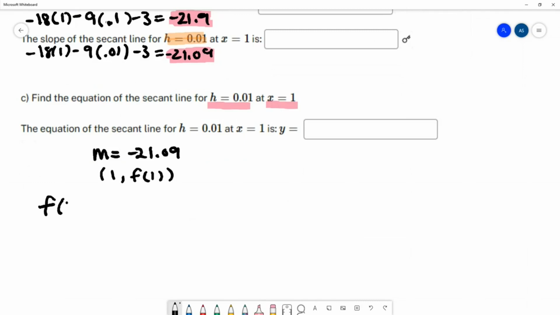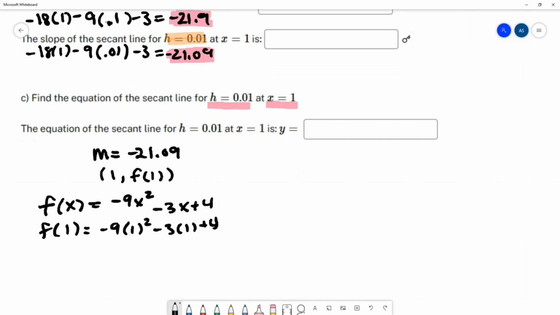So if you'll recall, our function was f of x equals negative 9x squared minus 3x plus 4. So f of 1 will be negative 9 times 1 squared minus 3 times 1 plus 4. So negative 9 minus 3 plus 4. So that will give us negative 12 plus 4, which is negative 8. So we have the ordered pair 1, negative 8.